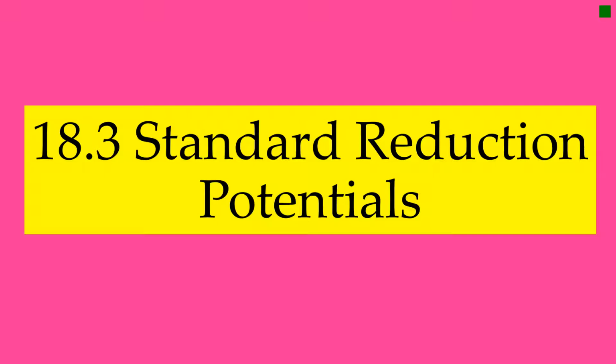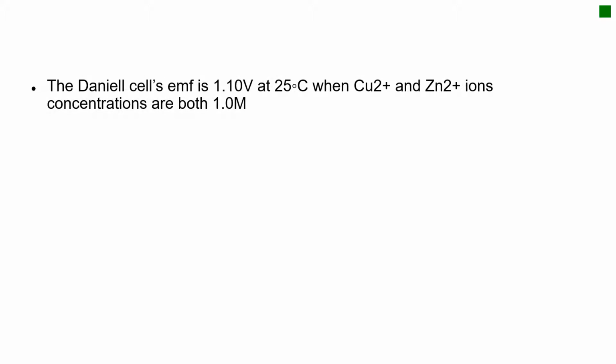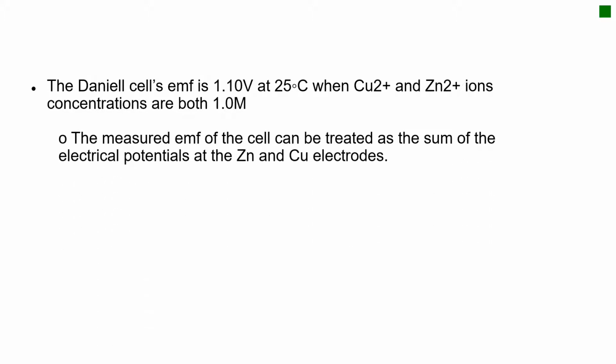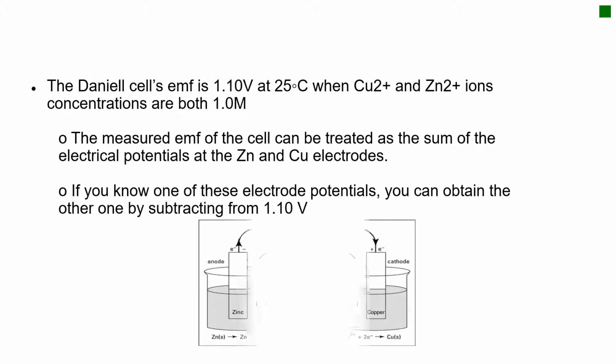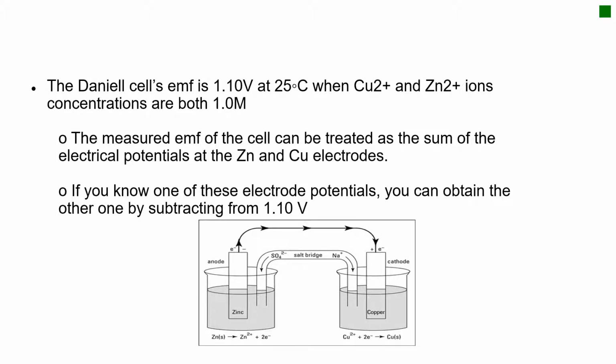Now we're going to go over 18.3, which is standard reduction potentials. The Daniell cell's EMF is 1.10 volts at 25 degrees Celsius when the Cu2+ and Zn2+ ion concentrations are both 1. The measured EMF of the cell can be treated as the sum of the electric potentials of the zinc and copper electrodes. If you know one of these electrode potentials, you can obtain the other by subtracting from 1.10 volts. And here's a picture of the cell and the salt bridge.